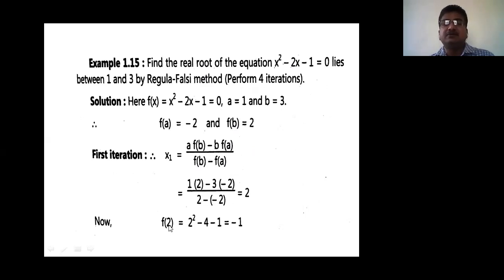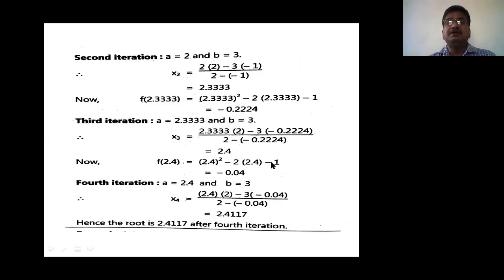Again, find the value at 2. We have x1 as 2. So at 2 the value is negative, and at 1 the value is negative. So there is no root between a, that is 1, and 2. So the root lies between 3 and 2, because at 3 the value is positive and at 2 the value is negative. So next, take a equal to 2 and b equal to 3.